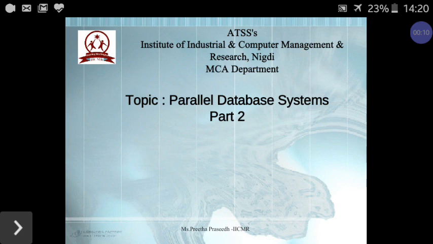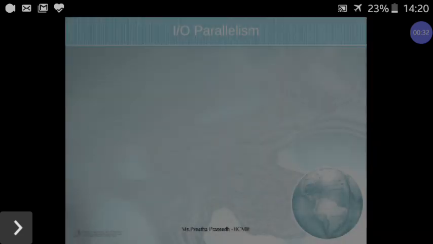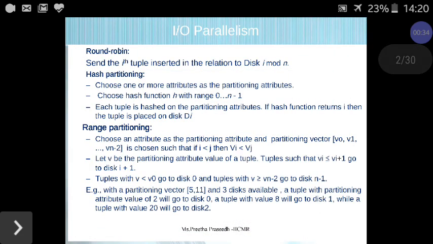In part 1, I explained about parallel database architectures, the need for parallel databases and the basic performance factors of parallel databases. So here I am going to explain about IO parallelism, that is, how the data can be partitioned and what the different techniques available are. IO parallelism has three techniques: round robin, hash partitioning and range partitioning.